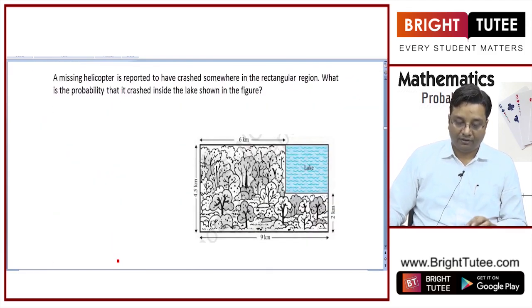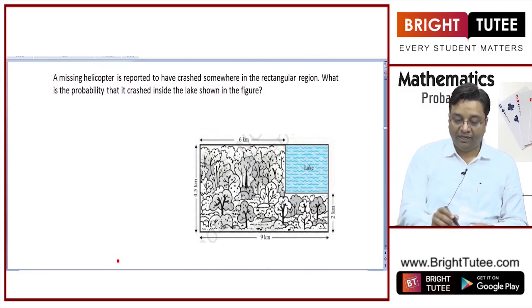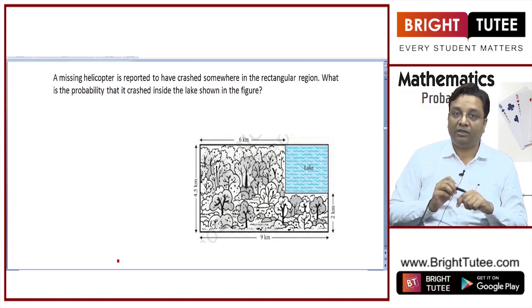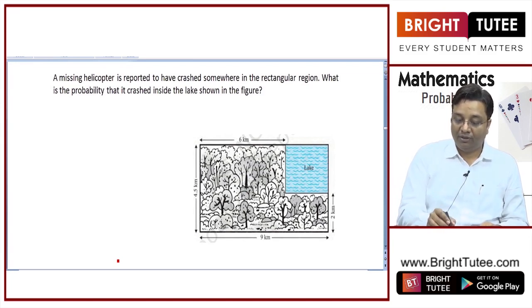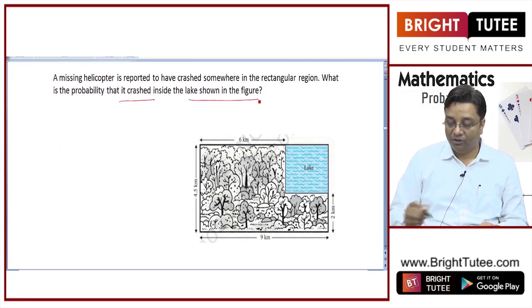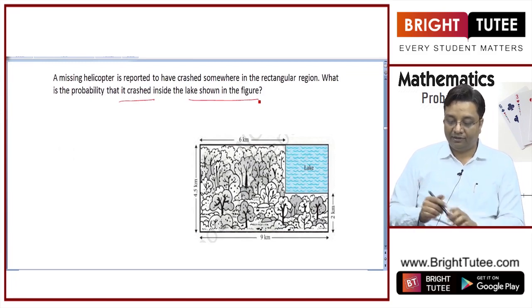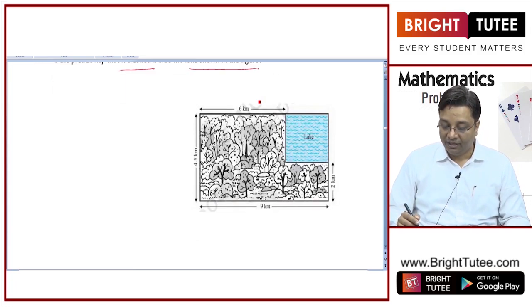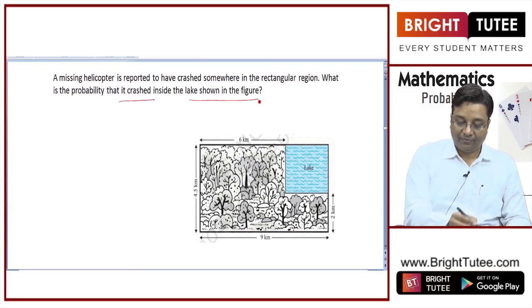Okay. Here comes a question based on area. A missing helicopter is reported to have crashed somewhere in the rectangular region. What is the probability that it crashed inside the lake shown in this figure? So you look at this figure, there is a lake on a corner of this rectangle, right? We can calculate the area of this lake.